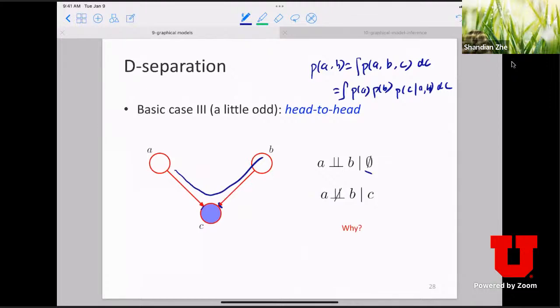Now you just integrate out C. You can move the marginal probabilities outside, and the integration gives simply 1. So it gives you this factorization, P of A times P of B. So it is easy to see this. However, if you condition on C, it is easy to see that actually A and B are not independent anymore, because C couples A and B. You cannot factorize them anymore.